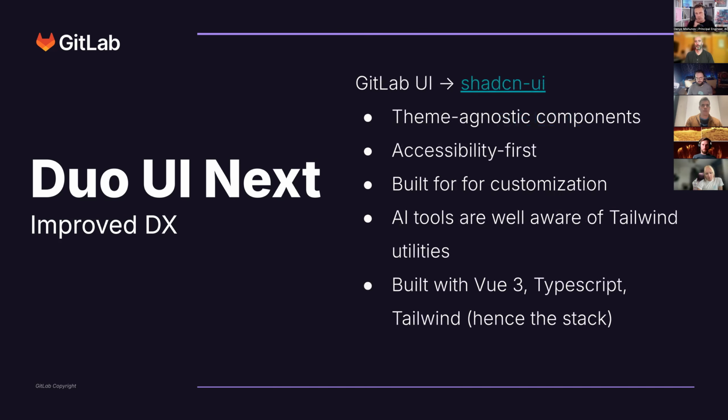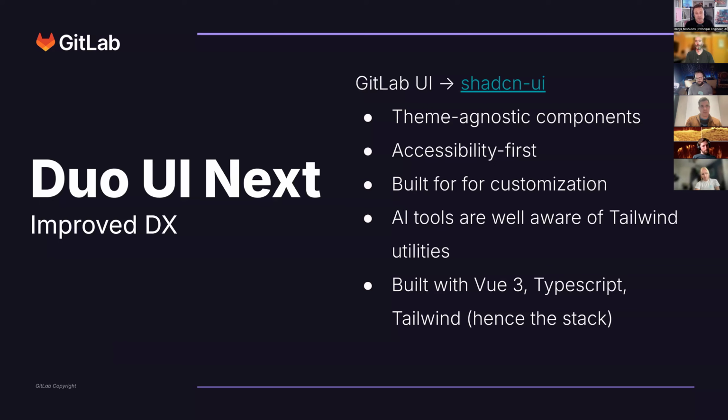So, the switch from GitLab UI to SHA-CN UI. SHA-CN UI provides theme agnostic components. It doesn't have any prefixed utilities like SHA-CN dash whatever, like we have GL dash whatever in GitLab UI. They are very theme agnostic components built purely with Tailwind utility classes. It is accessibility first, so we remove a lot of headache about accessibility when we build our interfaces. All of the SHA-CN components are accessibility first.